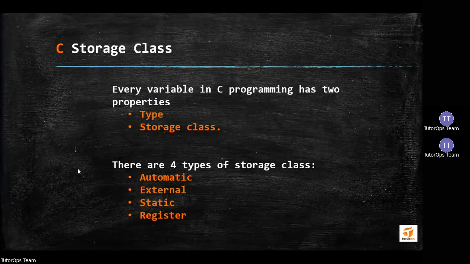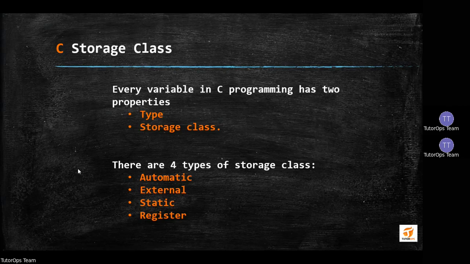Now, the last point is storage class. Every variable in C programming has two properties. One is type, and the other is storage class. When we declare a variable, we define that variable with a data type. That is called the type. The second part is the storage class. Storage class means how much storage we can do with that variable.